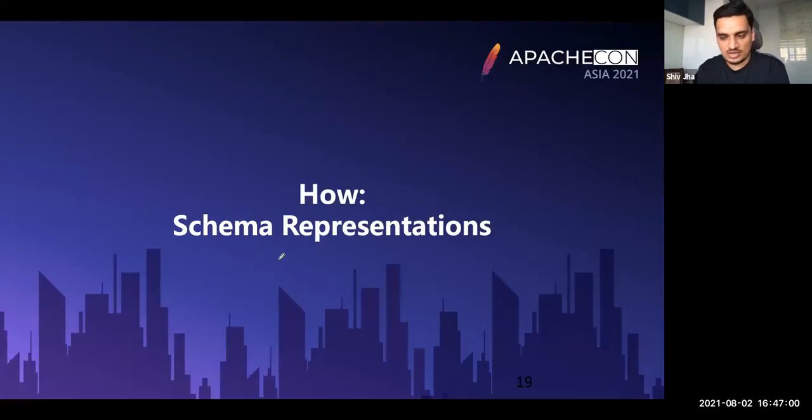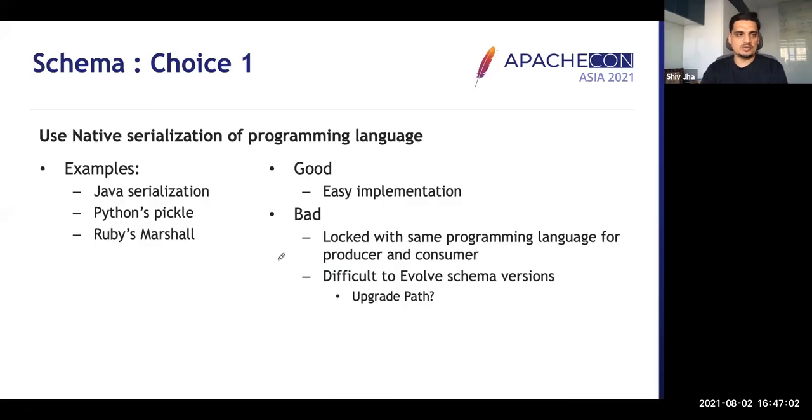We will now look at different ways of representing schemas. Choice number one is you can use Java's own serialization if you're using Java. You can use Pickle if you're using Python. You can use Marshal if you're using Ruby. The good part about it is that you're already familiar with your programming language. You have probably already used the serialization, deserialization in some places in your app already. So you can just use that code. There's nothing new to learn.